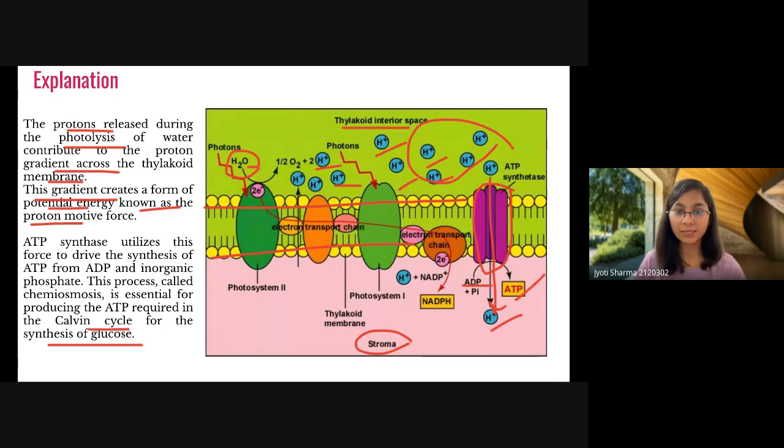So I think this is clear. Water will release electrons, and water will release protons. The electrons will be used to change NADP to NADPH, and the protons will be used to convert ADP to ATP. This NADPH and ATP will be used further in the Calvin cycle, so that using CO2 we can synthesize glucose in the plant, and this whole process is known as photosynthesis, right?